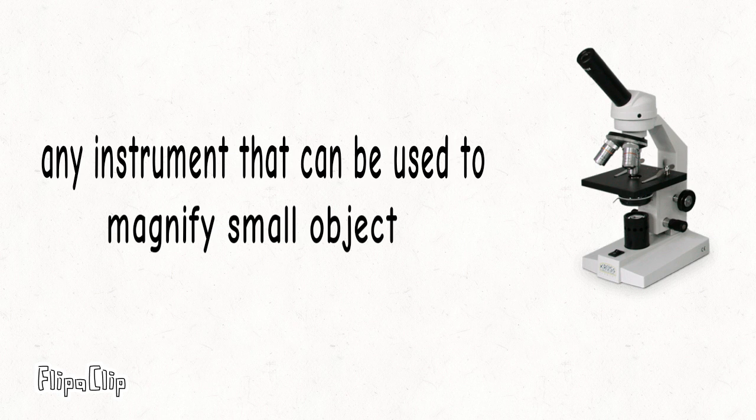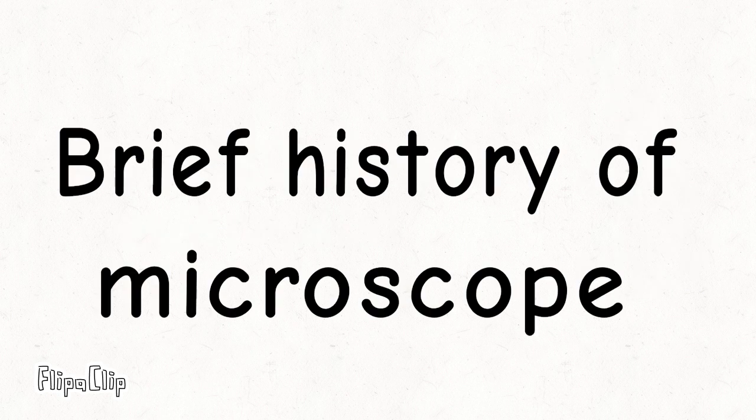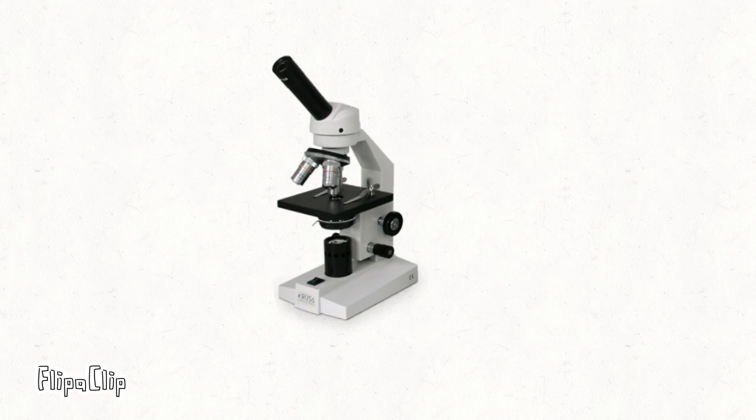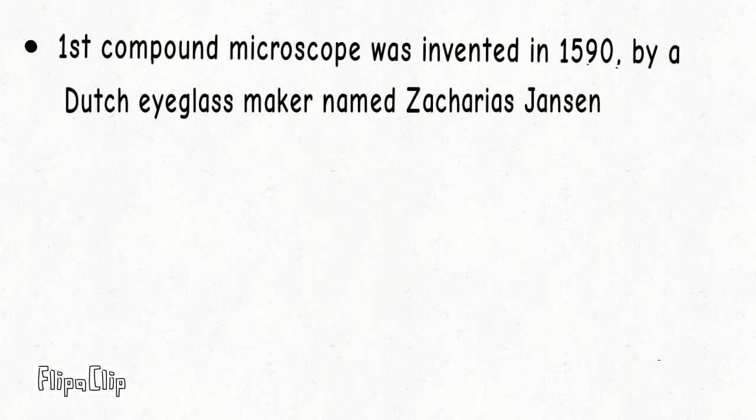Any instrument that can be used to magnify an object is simply a microscope. It is hard to say who invented the first microscope because people were probably playing with magnifying lens ever since clear glass was invented. But the first compound microscope was invented in 1590 by a Dutch eyeglass maker.